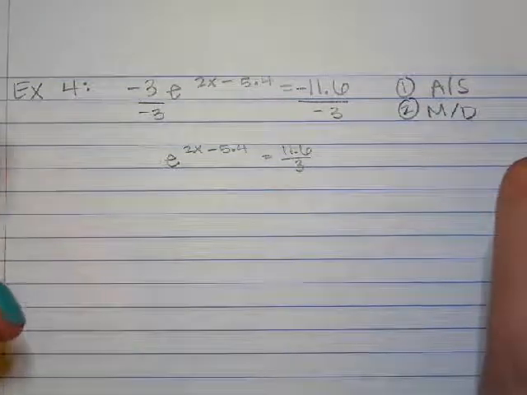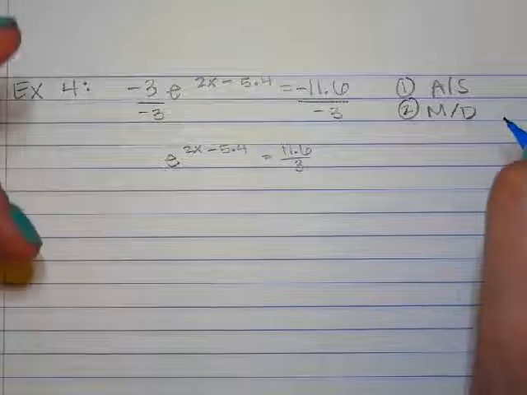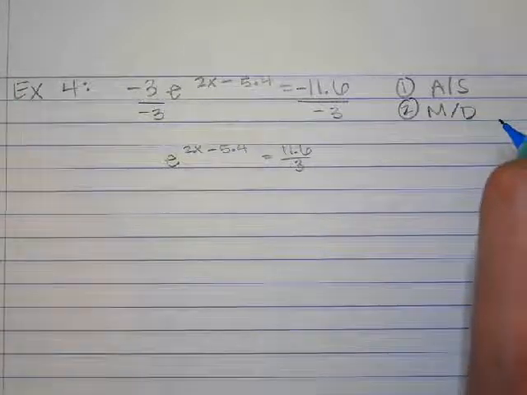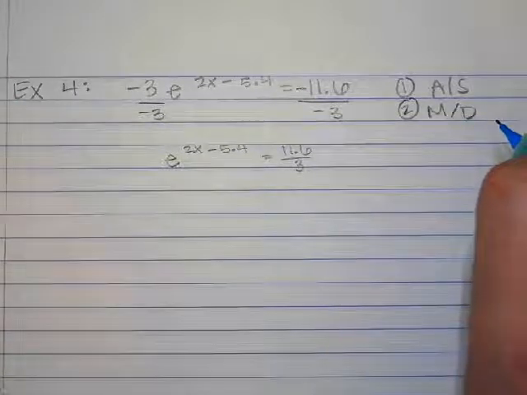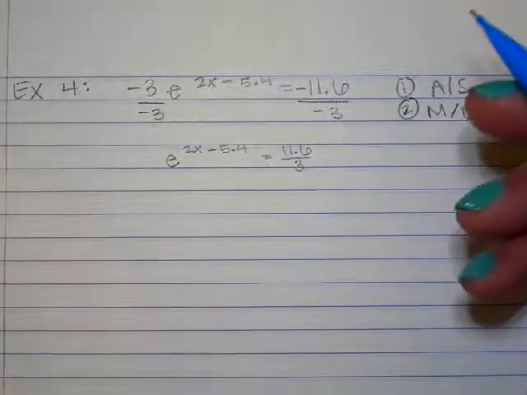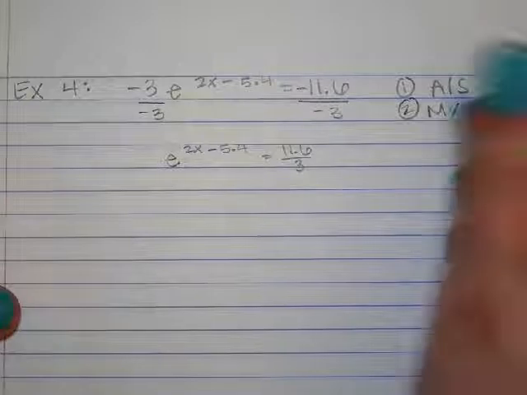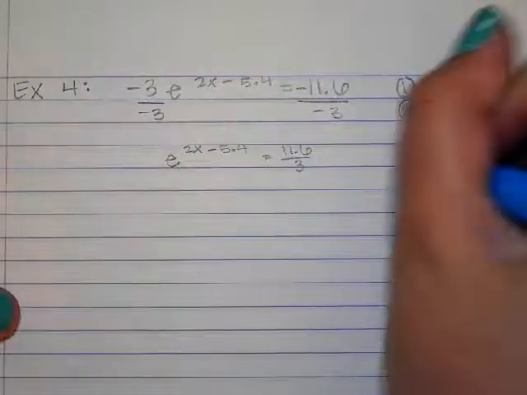11.6/3, if you do it as a decimal, is probably not a good decimal, and we don't want to round at this point in the problem. So we're not going to do a decimal yet, because rounding as the first step in the problem is not a good idea. Okay. So now we're on to step 3.